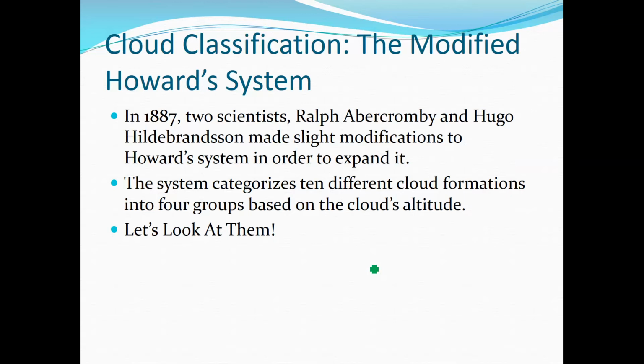What we do is we take things, we figure out what's missing, and we improve it. They took the ball and they ran with it. And so the modified Howard system is the system that we use today. And this system categorizes 10 different cloud formations, so 10 different types of clouds, into 4 groups based on the cloud's altitude. Let's look at them.